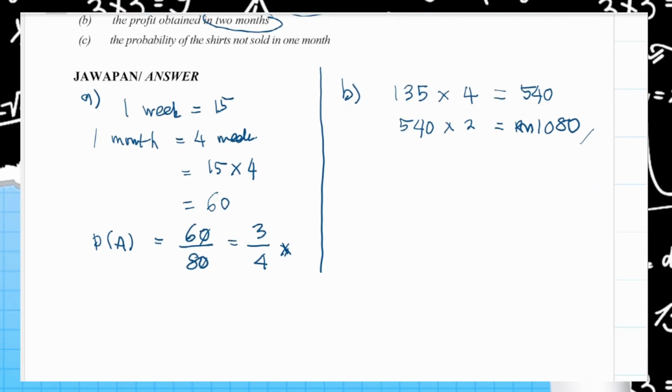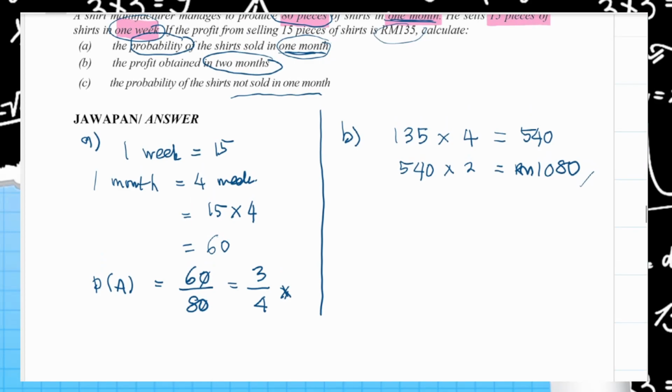The probability of the shirt not sold. Not sold in 1 month. So this one, kalau tengok balik, kita actually dekat A ni tadi. Dekat A ni tadi, kita dah cari probability dia jual 1 bulan kan. So sekarang dia kata probability of the shirt not sold pula.